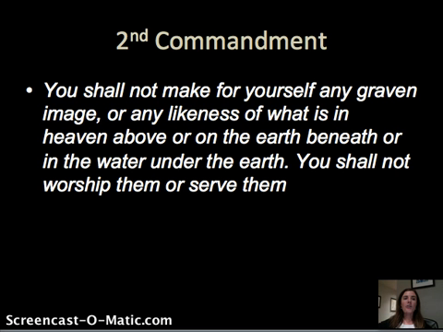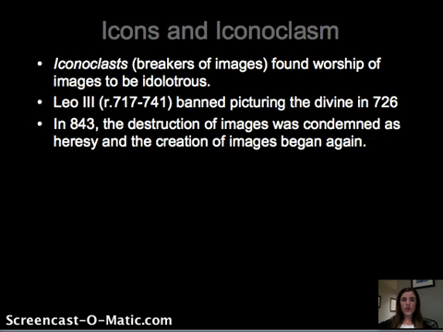So just a brief reminder that we did have this second commandment that people were worried about. So having these icons leads to this period of iconoclasm, this period where in 726 you have this banning of picturing the divine by Leo III. However, 120 years later or so, you have this destruction of images being condemned. So for about 120 years, images are not being produced of holy figures, and also images are being destroyed. So a lot of these icons don't survive, very unfortunate for art historians. So you have these iconoclasts that would systematically go through and destroy these images.